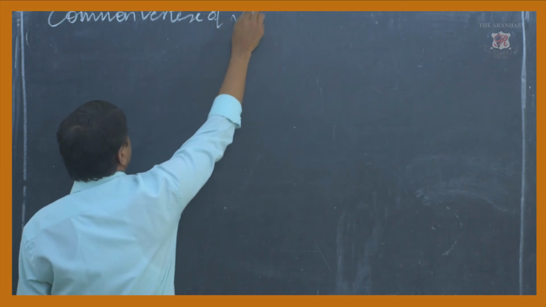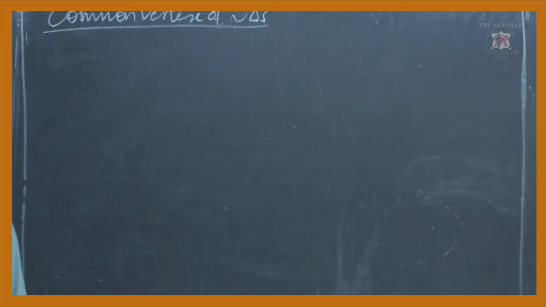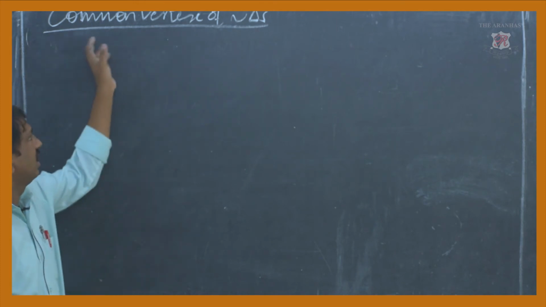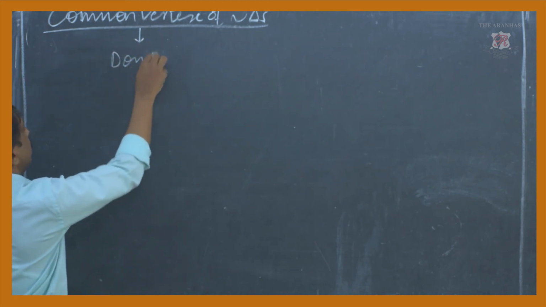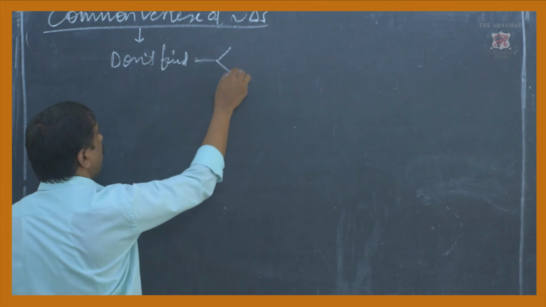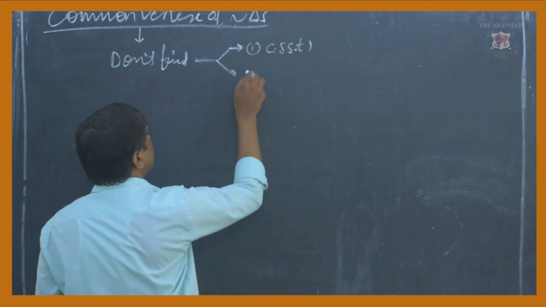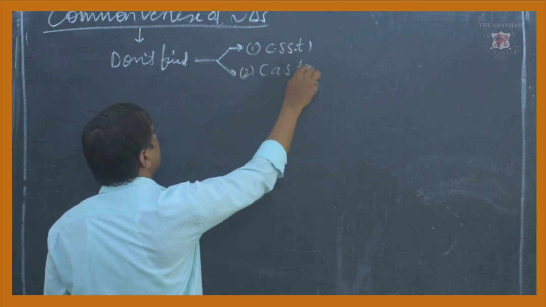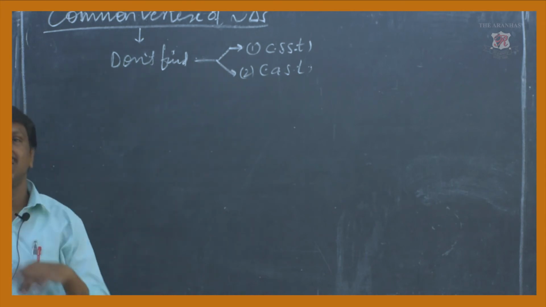Common vertex of similar triangles. This is the next heading. You have to read the question carefully, and according to that only the construction has to be done. Whenever there is a common vertex, don't find the corresponding sides of similar triangles, as well as the corresponding angles of similar triangles. Don't find these. What you have to do is directly start the construction.